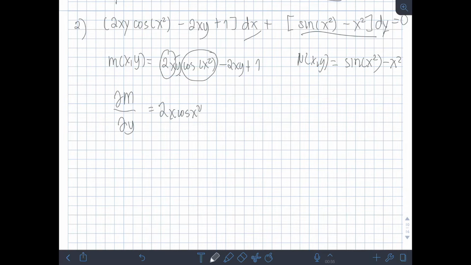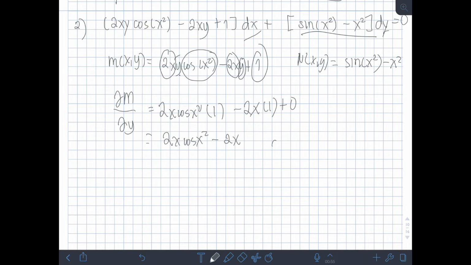Tapos, derivative ng y is 1. Minus, ito uli, 2x constant, so igigilid lang natin, times derivative of y, which is 1. Derivative ng constant na 1 is 0. So, we have 2x cosine x squared minus 2x.